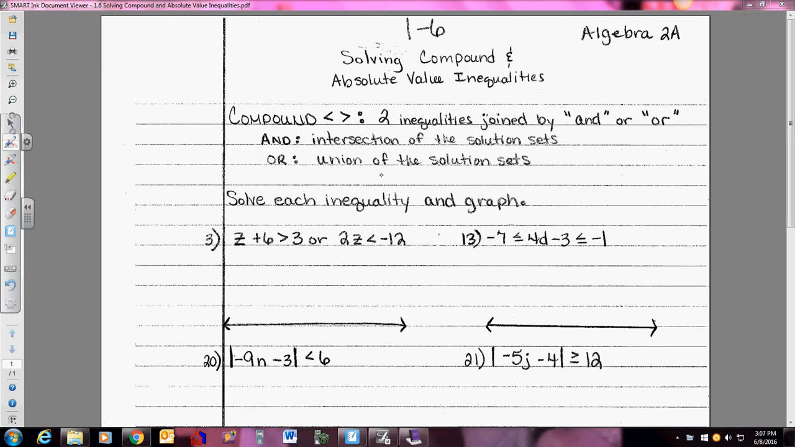So on the back of your notes, I'm going to add some stuff that might be a little bit important to you. So let's go ahead and go to the back and write some things that will help us solve these inequalities later.